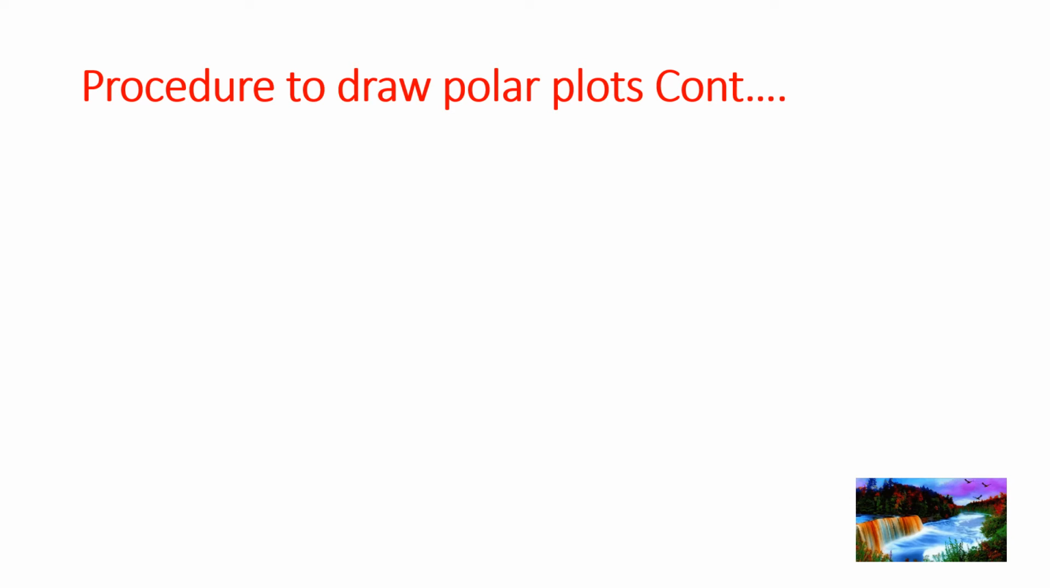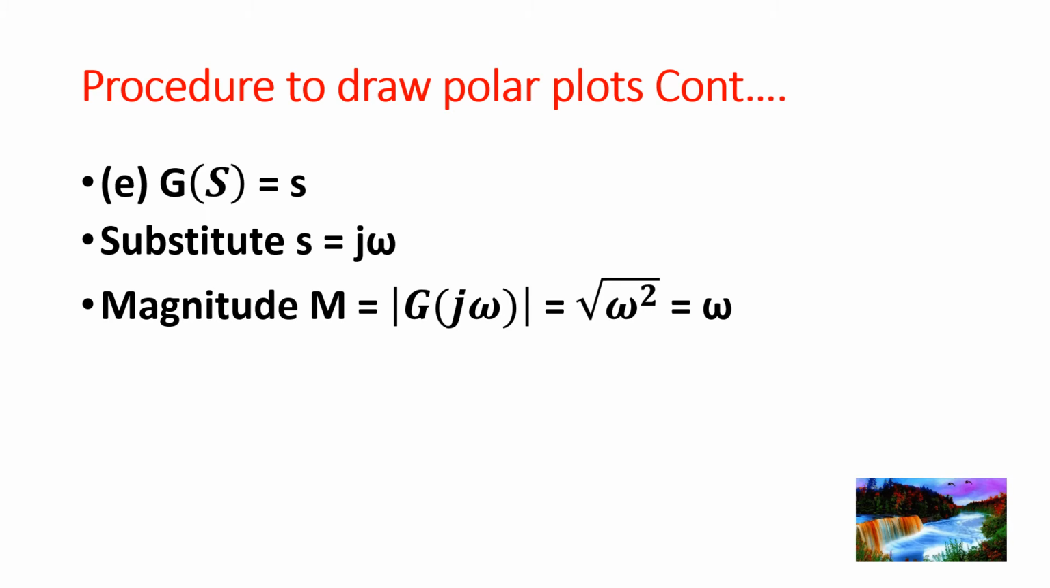E. G(s) is equal to s. Substitute s is equal to jω. So magnitude M is equal to magnitude of G(jω), that is equal to square root of ω square, that is equal to ω. Phase angle φ is equal to 90 degree.